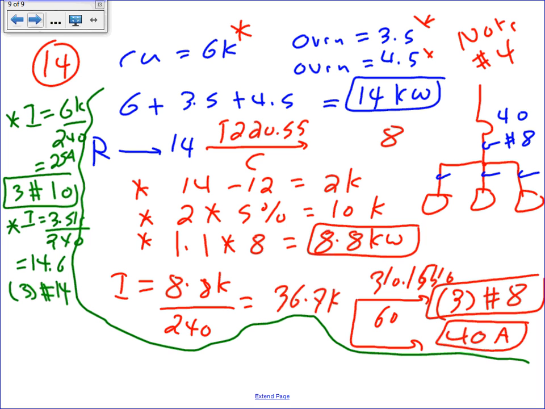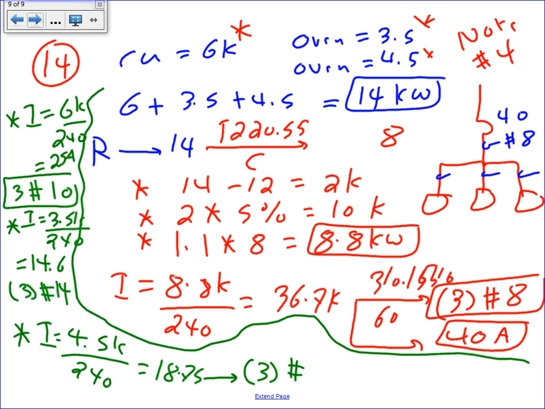Okay, now the last one, guys. What was the last one? 4.5, 4.5K divided by 240. 18.75. That will give you how many conductors? 3 conductors, number 12.